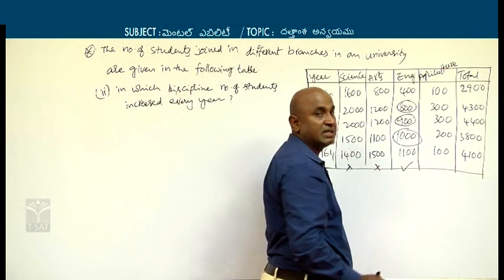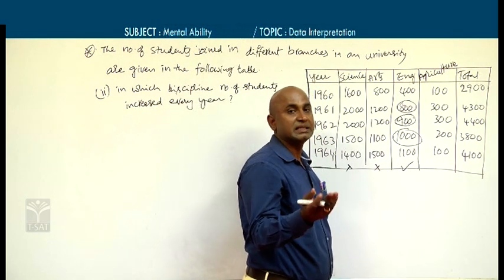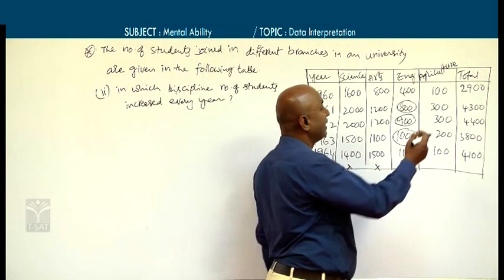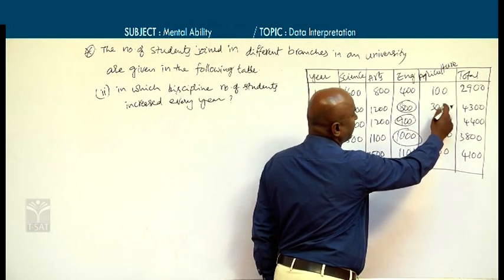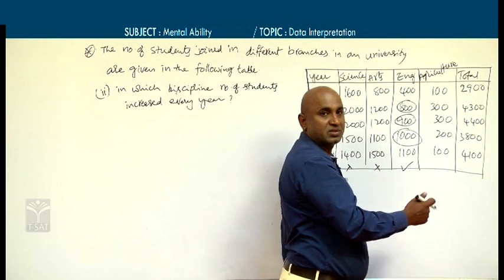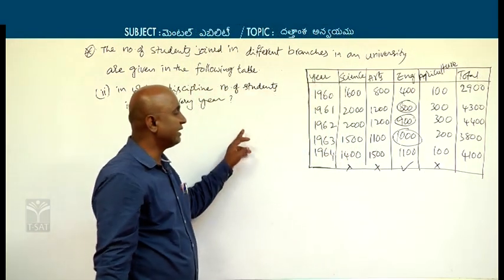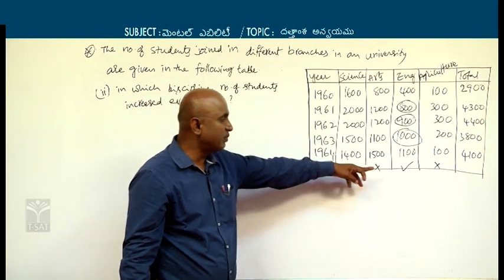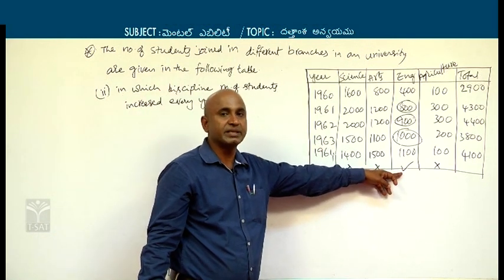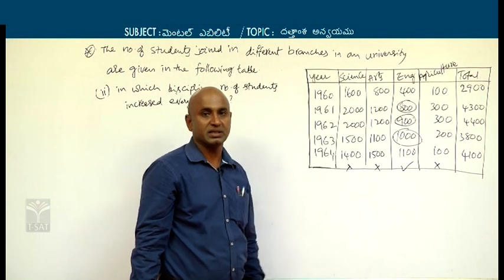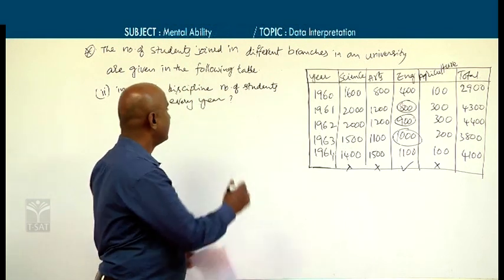So a continuous growth, or a continuous increase in the admissions, can be observed in engineering. And agriculture: 100, 300, 300, then it came down to 200. So there is a fall. It is not the answer. So by observing, we can say that there is a continuous increase in the admissions in the engineering branches. So the answer is engineering.